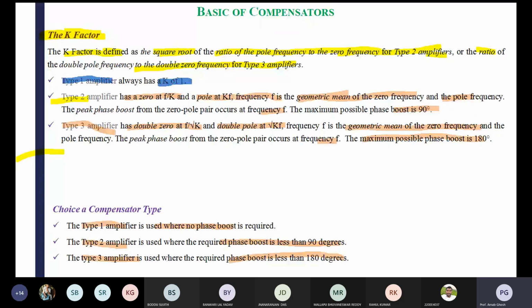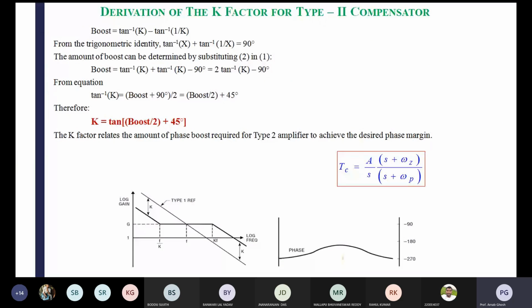Here you can see the derivation. Phase boost equals tan inverse A minus tan inverse 1 by A. As a trigonometric identity, you know the formula: tan inverse x plus tan inverse of minus 1 by x equals 90 degrees. So you can substitute equations 1 and 2 in that equation. Finally, you will get A equal to tan of the angle, boost by 2 plus 45 degrees. The K factor relates the amount of phase boost required from the type 2 amplifier to achieve the desired phase movement.